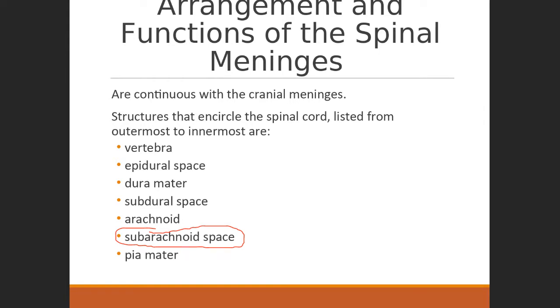Subarachnoid space contains cerebrospinal fluid. We'll talk about that when we do the brain. Cerebrospinal fluid is produced in ventricles deep in the brain, chambers in the brain. It will leave those chambers through a number of different openings, but it will always wind up right here in our subarachnoid space.